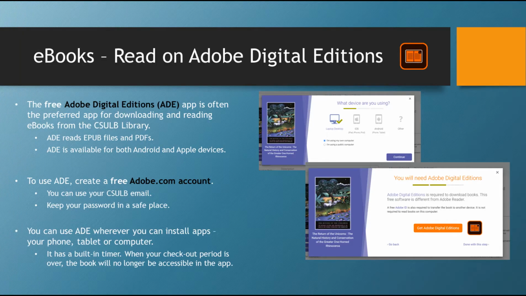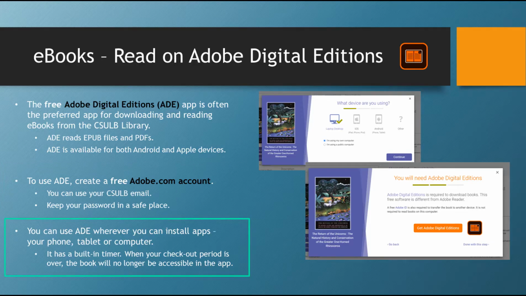eBooks read on Adobe Digital Editions. The free Adobe Digital Editions, abbreviated ADE, app is often the preferred app for downloading and reading ebooks from the CSULB Library. ADE reads EPUB files and PDFs, and these are the most common files that ebooks are produced in. ADE is available both for Android and Apple devices. To use ADE, create a free adobe.com account. You can use your CSULB email. Keep your password in a safe place.